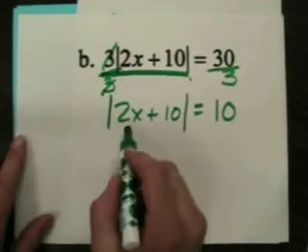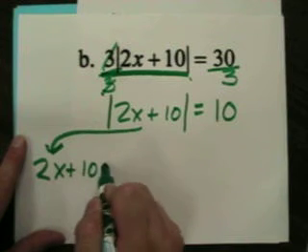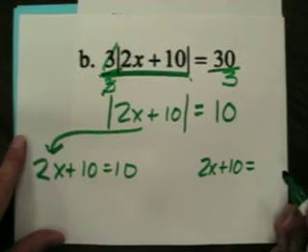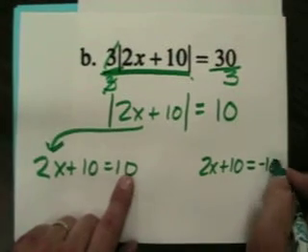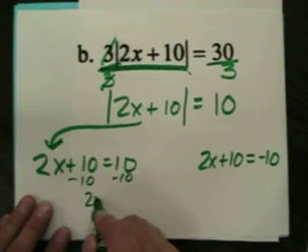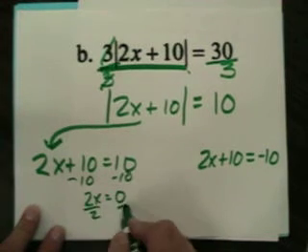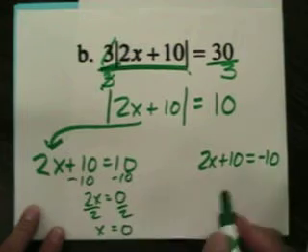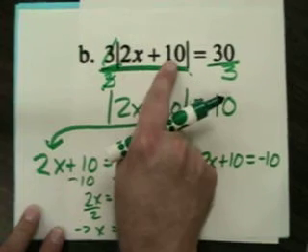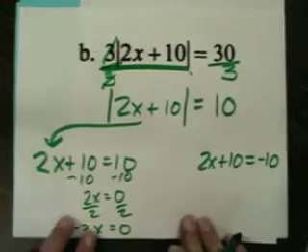Now, I'm going to split into my two problems now that I've got the absolute value isolated. And 2x plus 10 equals, what's the opposite one? -10. And so let's see what that gives us. Subtract 10 from both sides: 2x equals 0, and divide by 2, x equals 0. Okay, so that's one of my answers right there. Let's check it. 2 times 0 is 0, plus 10 is 10, absolute value of 10 is 10, times 3 does equal 30, so that's good.